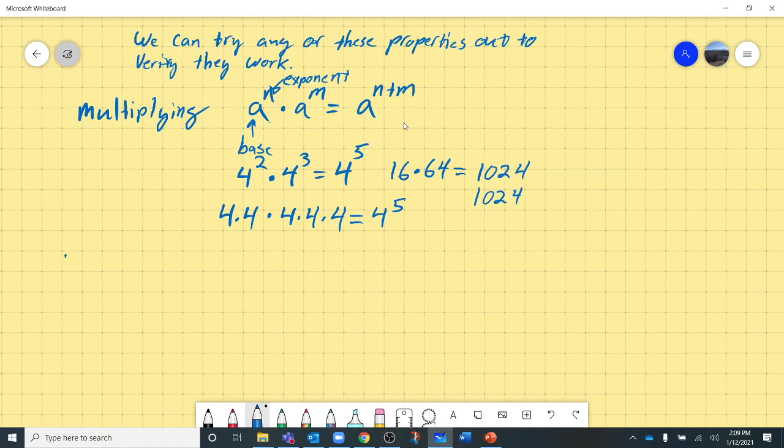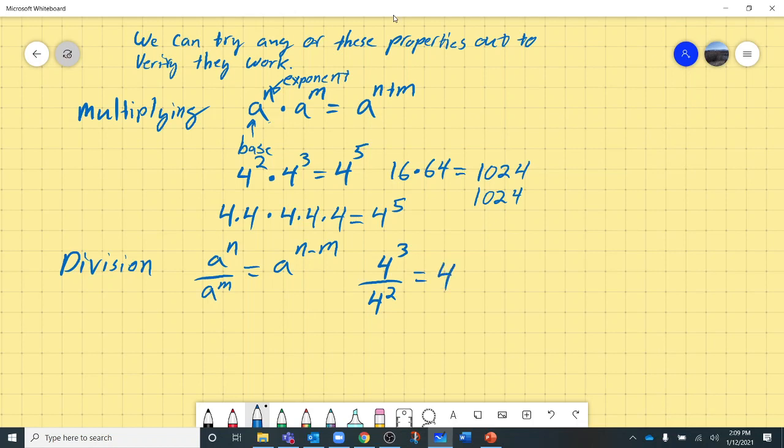That's multiplication. Division. Again, we have the same base. So a to the n divided by a to the m is equal to a to the n minus m. Okay, just very similar to what we did before. So let's do a similar example. We have 4 to the third divided by 4 to the second power. This just gives us 4.